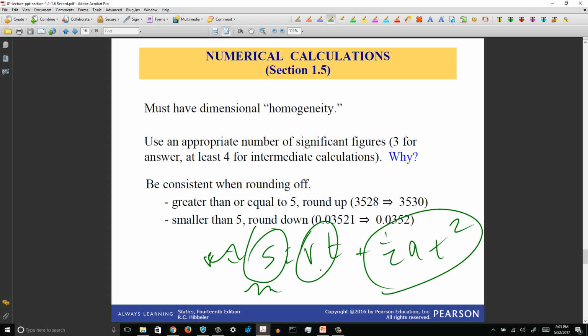Velocity is in meters per second times time in seconds. Meters over seconds times seconds is meters. And I'll leave it to you to make sure that 1/2 a t squared also has the units of meters.